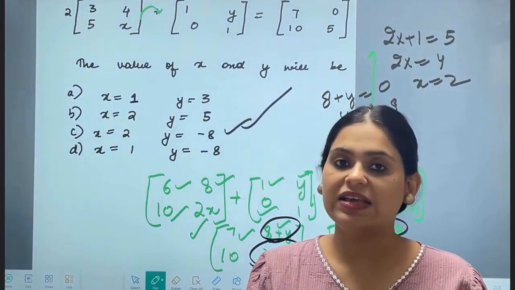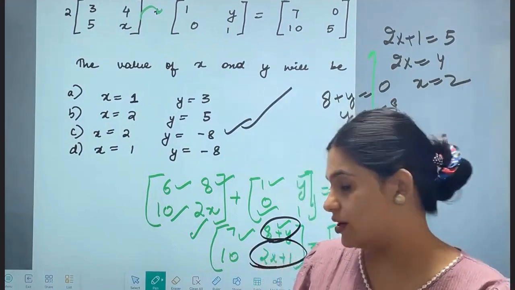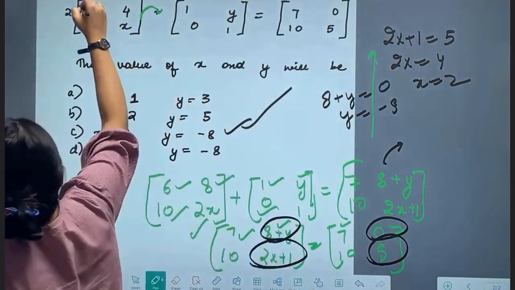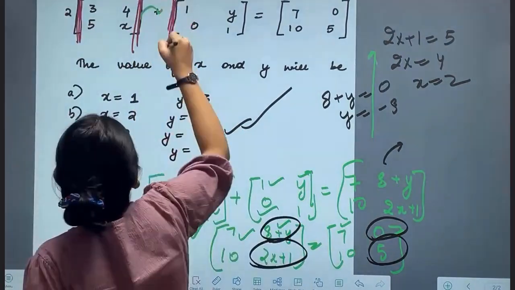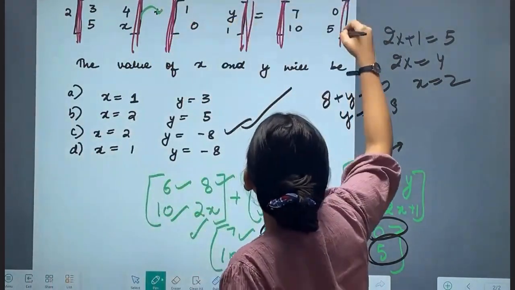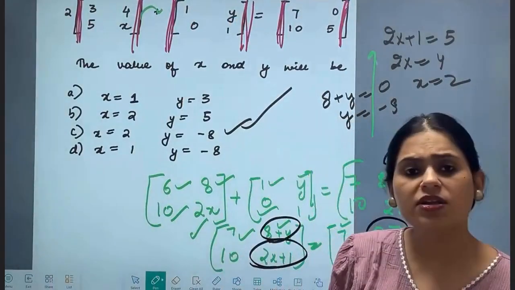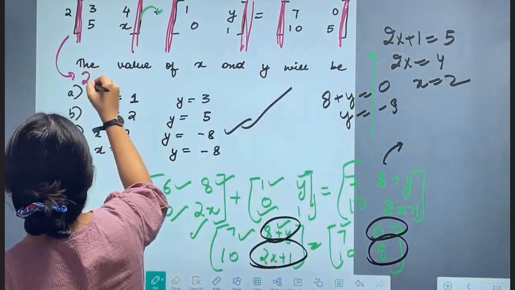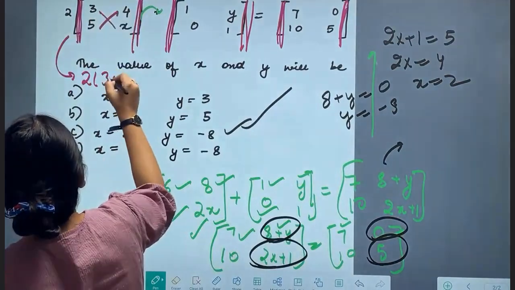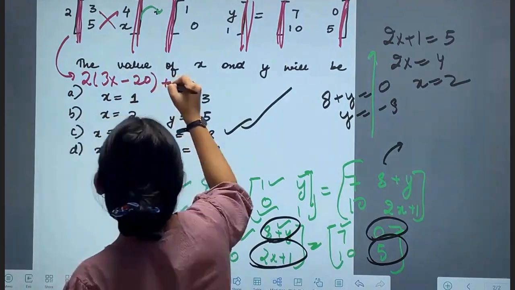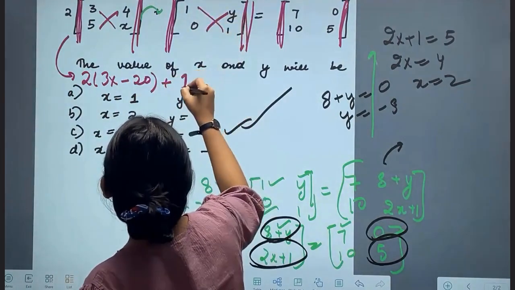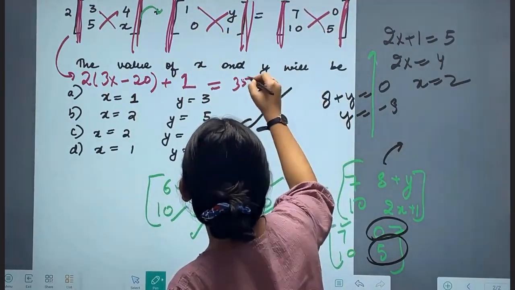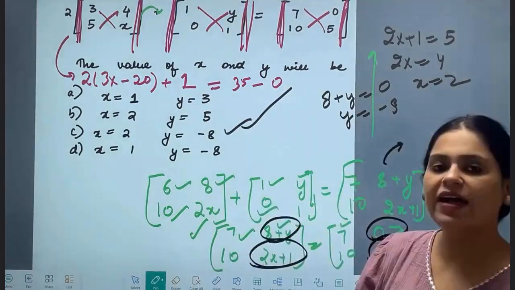In exam, what the examiner can do sometimes is give you this as a determinant instead of a matrix, something like this. Then nothing changes, just find the determinant in that case. So the determinant will be 3x minus 20, plus this determinant 1, is equal to the determinant 35 minus 0. And find the values of x.